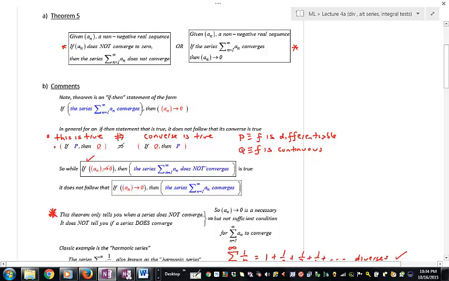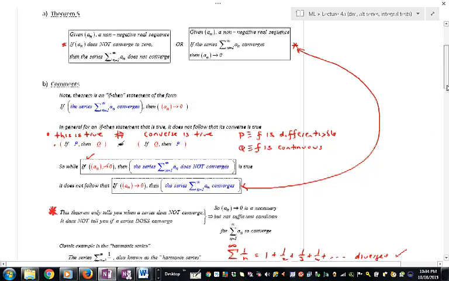So notice that even though the statement, if the terms in this series don't converge to 0, then the series does not converge, is true, it's not true, necessarily, that if the terms in the series converge to 0, then the series itself converges. So in other words, this is kind of equivalent to swapping the conditions from this form of the theorem. This is not necessarily true.